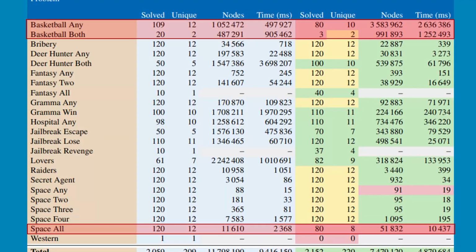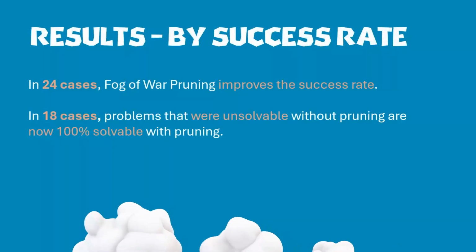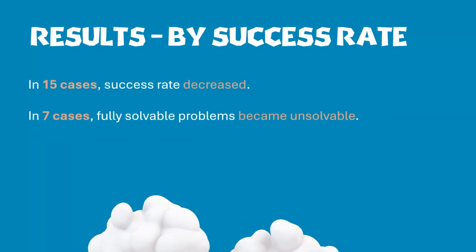Some problems display the opposite behavior. The 2 basketball problems and Space All lose 25 to 40 successful runs with Fog of War pruning. If we break down the performance of Fog of War in success rate, in 25 cases, Fog of War pruning improves the success rate, and in 18 cases, the problems that were unsolvable without pruning are now 100% solvable with pruning. But in 15 cases, success rate decreased, and in 7 cases, fully solvable problems became unsolvable.